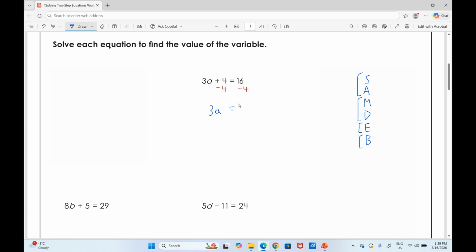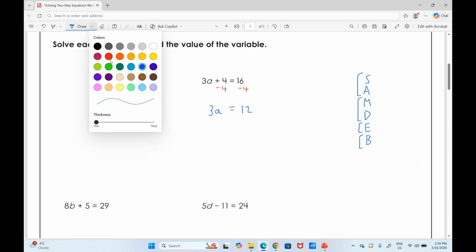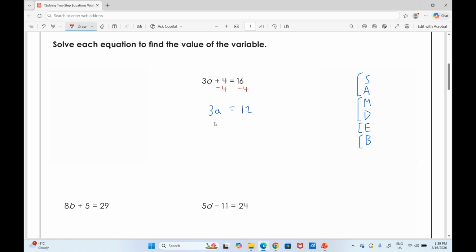And now 3a equals 16 minus 4. 16 minus 4 is 12. Okay, now if I were to mark this as a two-step equation, I would give you 1 mark just for getting to this step, and I would mark this out of 2. So now I have to solve for a.